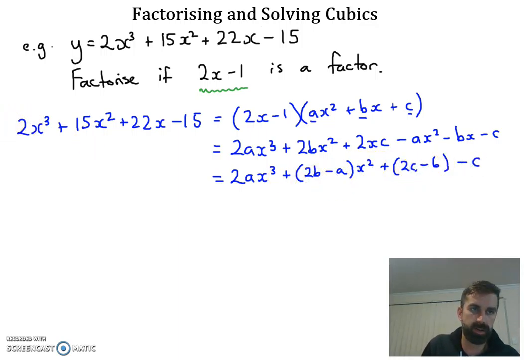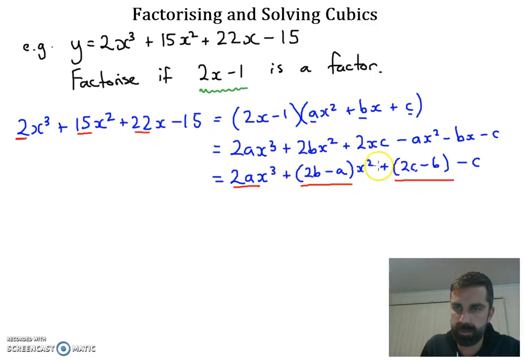Okay, now I'm going to go back to, remember the idea of polynomial equality. If this polynomial over here equals this polynomial over here, then all of the coefficients have to be equal. So this 2 must equal 2a, this 15 must equal 2b take a, 22 must equal 2c take b, and negative 15 must equal negative c. So that should be fairly straightforward.